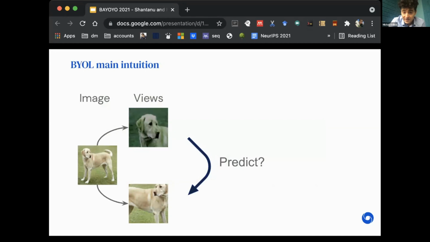So BYOL and some other self-supervised methods are building on this idea. Specifically, we give a transformed view of an image, and we look directly to predict one transformed image from the other. If this encoder extracted high-level information, and not some kind of details, it should be easy to predict the same high-level information because it's the same. So as both views contain the same semantic information, we should be able to predict their representation. That's the main idea.